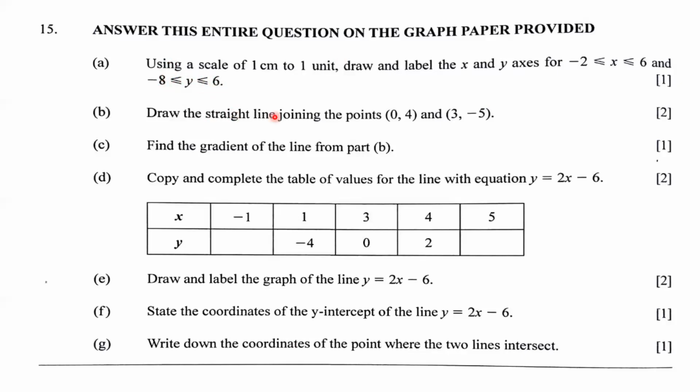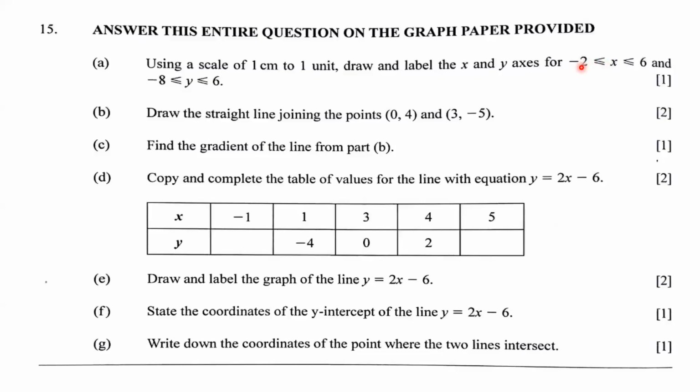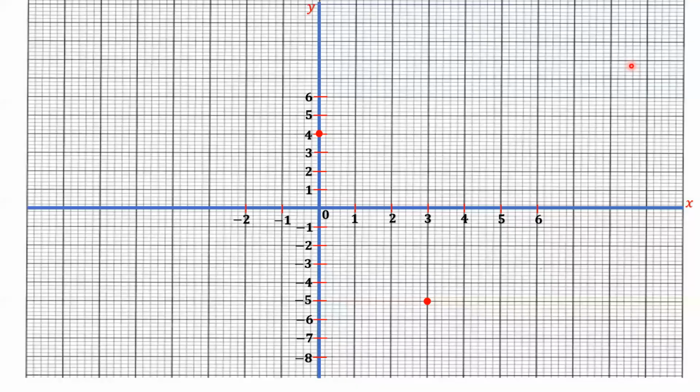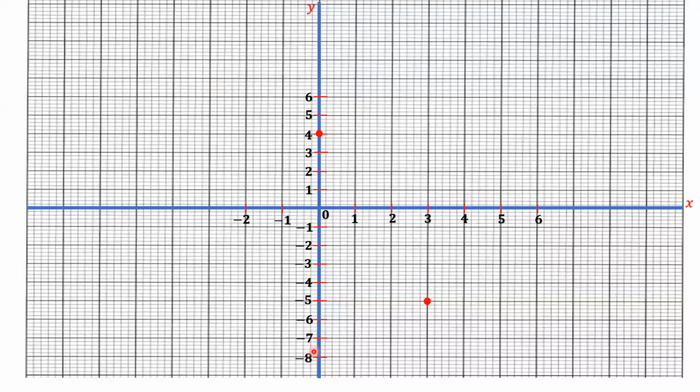They say draw the straight line joining the points (0, 4) and (3, -5). This is nice because all we need to do is plot the points (0, 4) and (3, -5), and then join them. So let's go to our graph. Remember, -2 to 6 on the x-axis, that's what they told us. And then -8 to 6 on the y-axis.